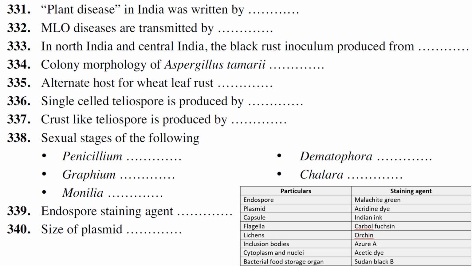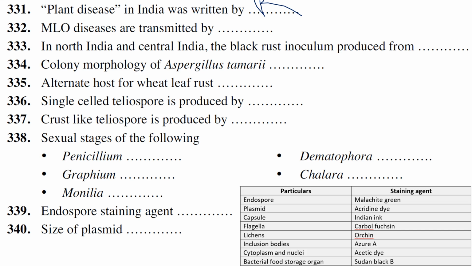Plant Diseases in India was written by R.S. Singh. He is also considered a lighthouse of Indian plant pathologists and plant pathology. And MLO diseases are transmitted by leafhoppers. All phytoplasmal and spiroplasmal diseases are generally transmitted by leafhoppers. For the majority of phytoplasmal and spiroplasmal diseases, a couple of other means of spread can also be observed, but they are majorly transmitted by leafhoppers only.